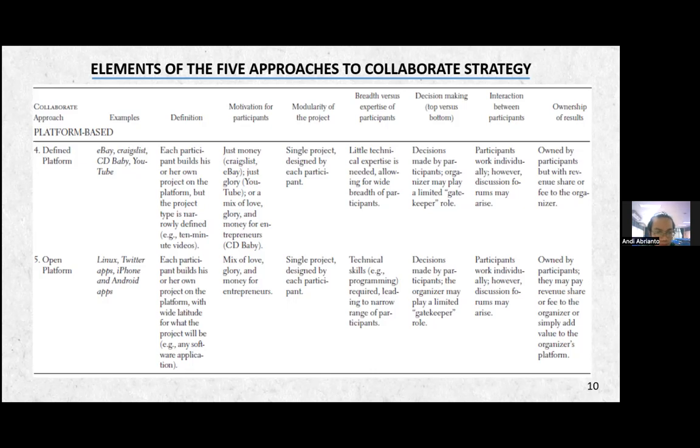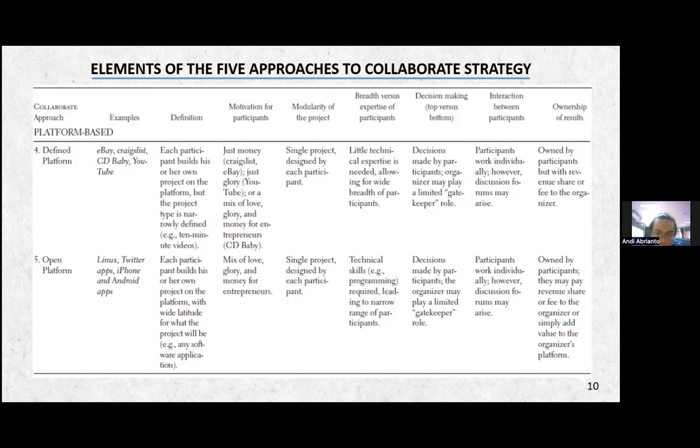Okay. The last is open platforms. The fifth and final approach to collaboration strategy is the open platform. In an open platform, the range of possible projects by collaborators is not narrowly defined. For example, Apple and Android are open platforms because, unlike YouTube, the organizer does not know what kinds of projects others will build on its platform. Participant motivation and interaction are similar on open platforms, as they lack modularity.